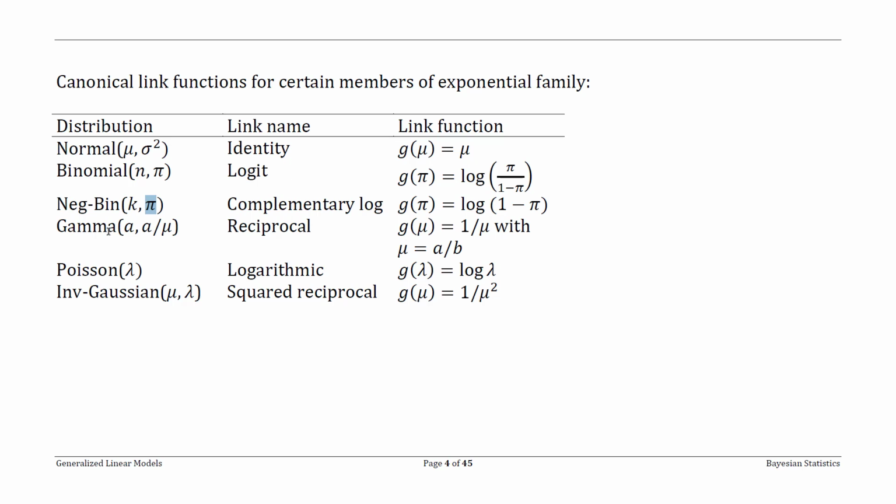And then we have other distributions like the gamma distribution, the Poisson distribution, the inverse Gaussian distribution. The only one I'm also going to mention here is the Poisson distribution, which has the logarithmic link as the canonical link. And so as you'll see for the Poisson distribution, we're going to set log of lambda, where lambda is the mean and variance term of our Poisson distribution, equal to x beta.